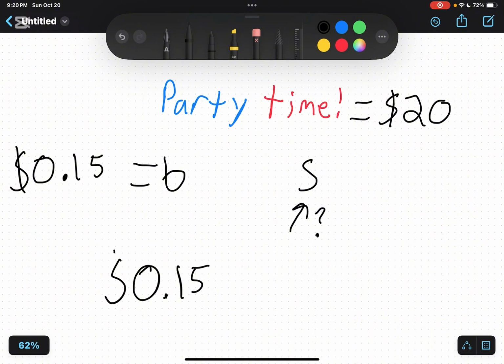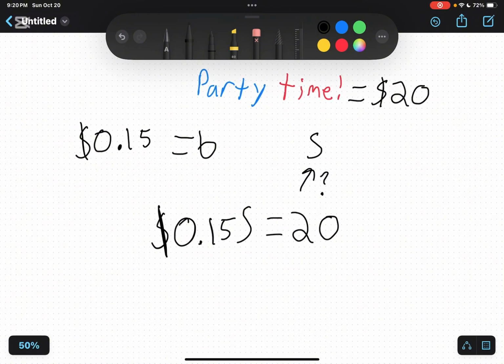0.15, or this is our 15 cents for each balloon. This is essentially just B, times the amount of students. We can put S next to it. Remember, when you see a number next to a letter, that basically means multiplication. So you would multiply these two together to get 20, the amount of money that we have to spend on balloons, right? So for this, it's a little bit weird since we don't know what S is.